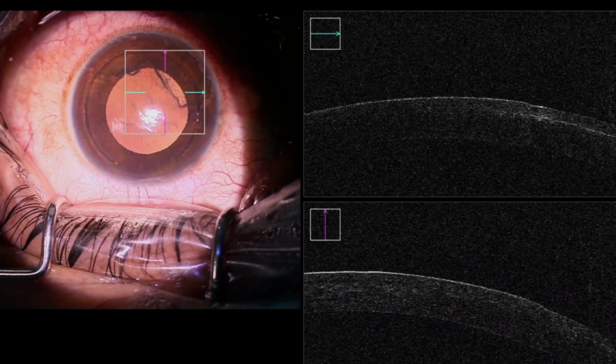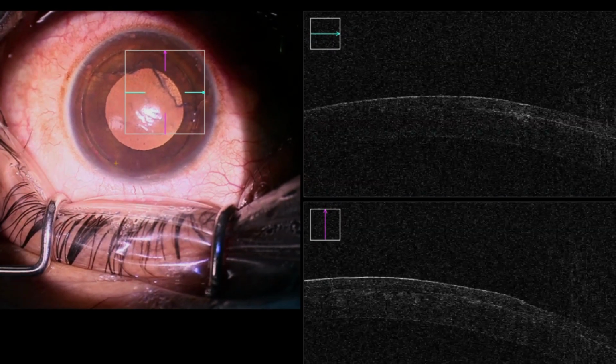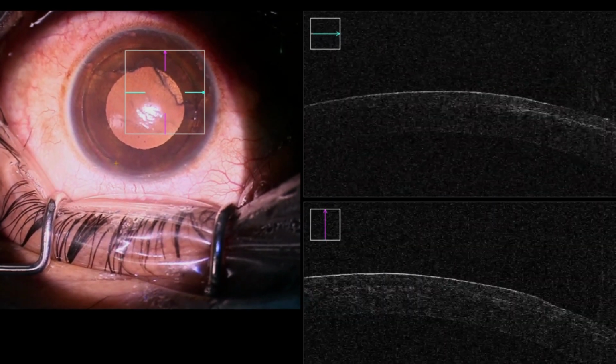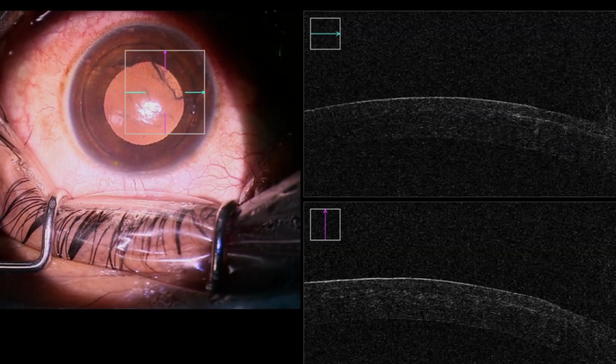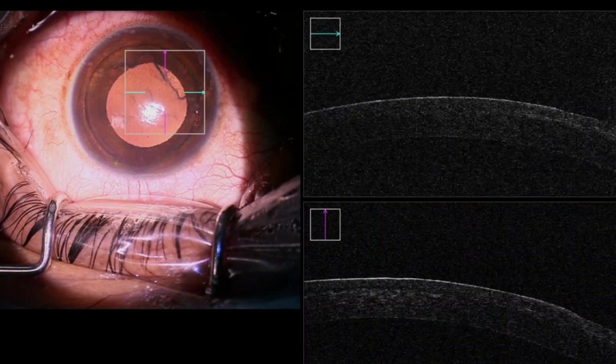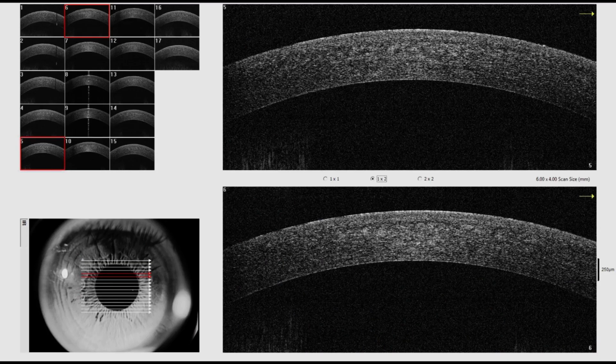AIOCT used intraoperatively is a new tool to manage post-LASIK complications since we can see the extent of flap striae and epithelial ingrowth and treat accordingly. It further helps to manage the case on table, like how far to lift the flap, see the flap apposition at the end of the surgery, and also the surgical results.